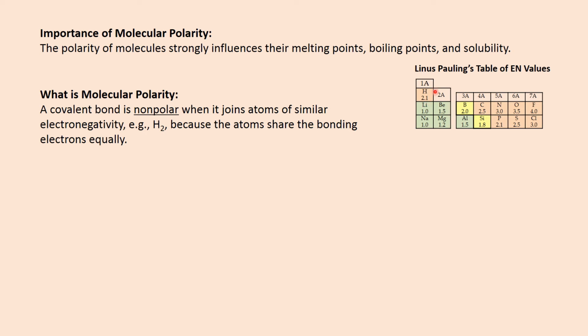Here's hydrogen on the periodic table. Its electronegativity is 2.1, but since it's bonded to itself, it's irrelevant. The electrons between the atoms will be shared equally. So if we do a calculation of difference in electronegativity, it works out to be 0, and this is classed as a nonpolar covalent bond.